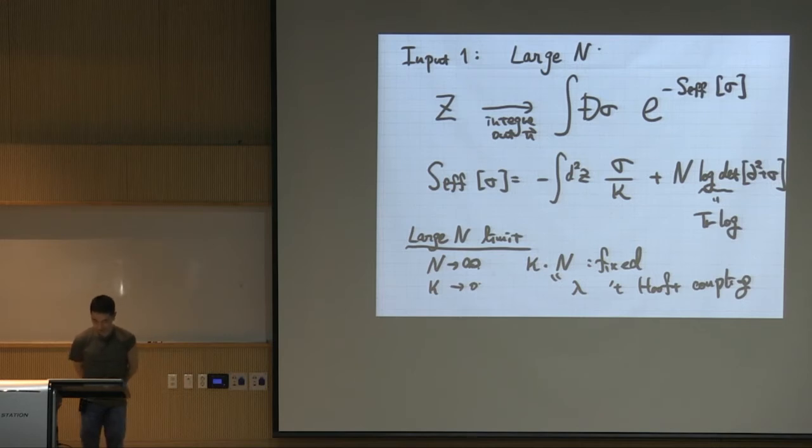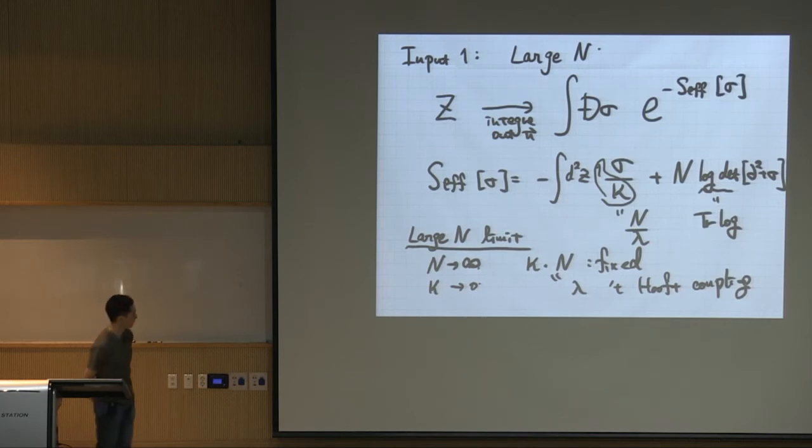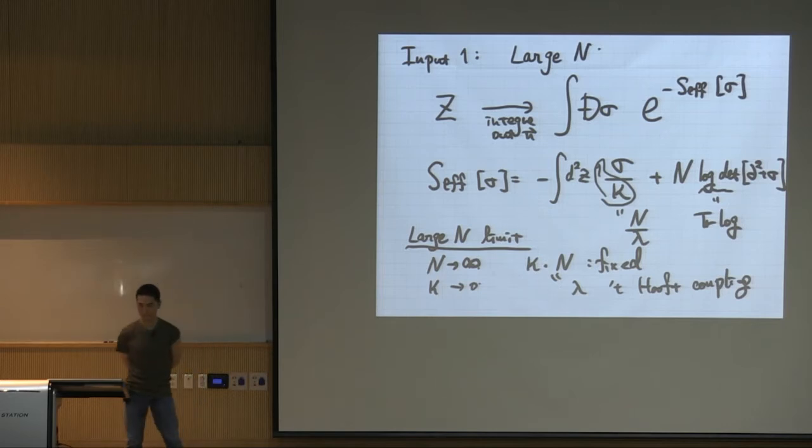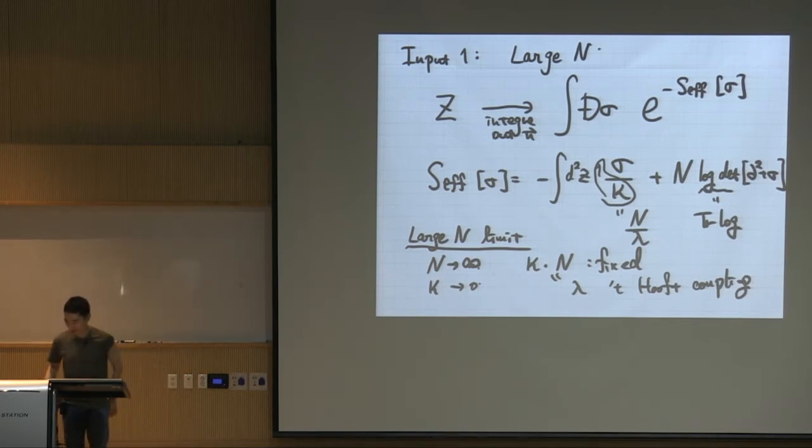And in this limit, there is something nice happening in the effective action. If you rewrite this 1 over kappa in terms of lambda, then you get N times N over lambda. Then it's clear that there is an overall factor of N in the first term and also in the second term, and we are further assuming that N is very large, which basically means that you can use the saddle point approximation. So then let's try to do the saddle point approximation.